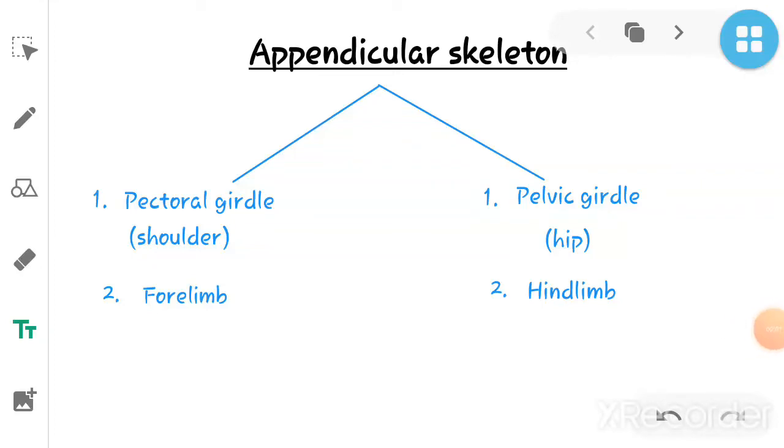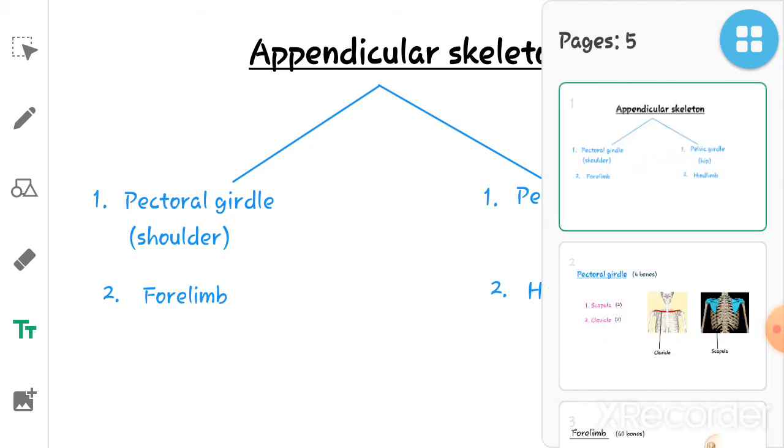Hello students, in today's video I will discuss the appendicular skeleton present in the human body. Our appendicular skeleton comprises two parts. First part is made up of the pectoral girdle, which is your shoulder, and forelimb, which is your arm. Second part is made up of the pelvic girdle, which is your hip, and hind limb, which is your leg. Let's start with the pectoral girdle first of all.